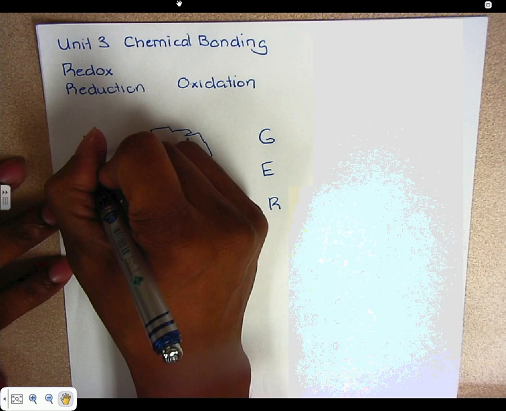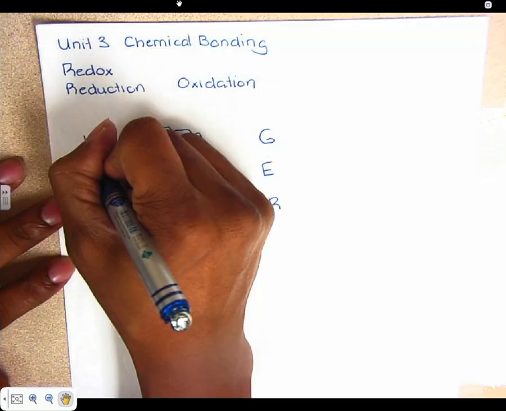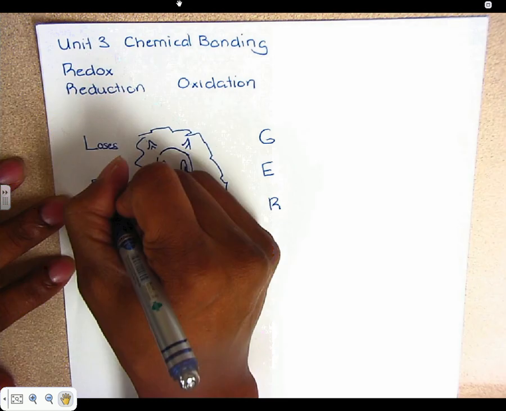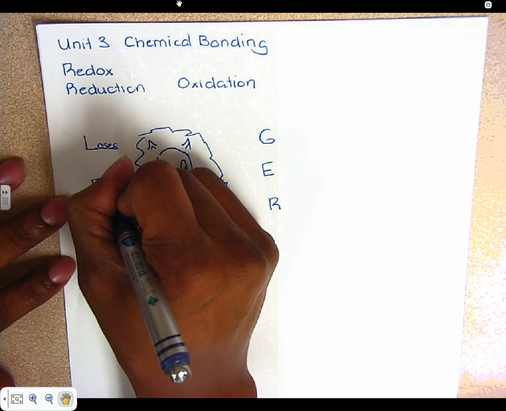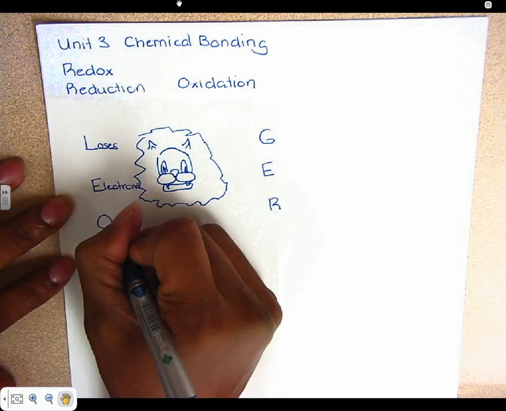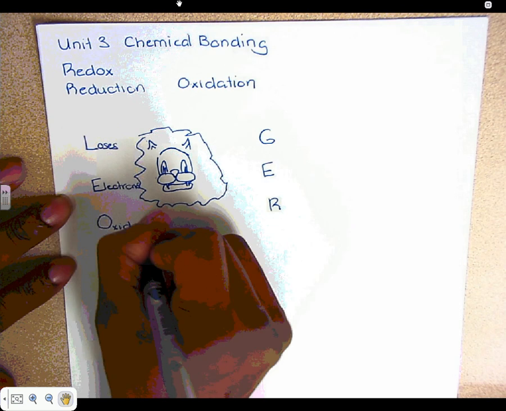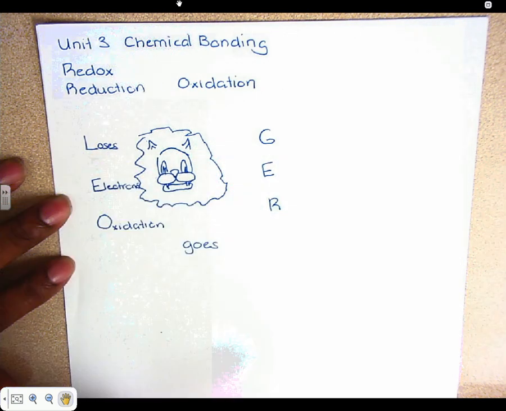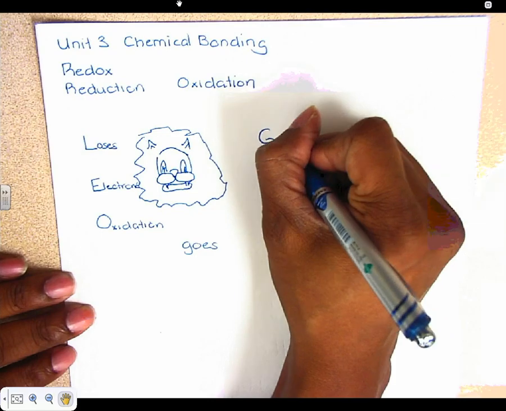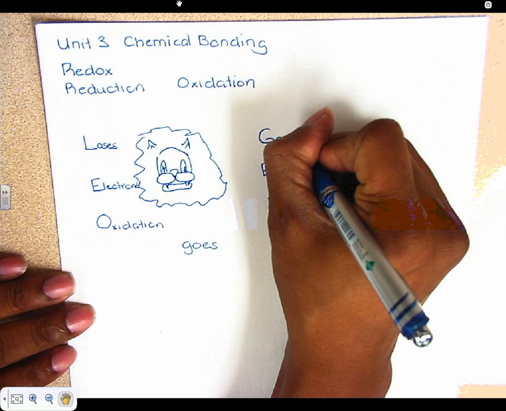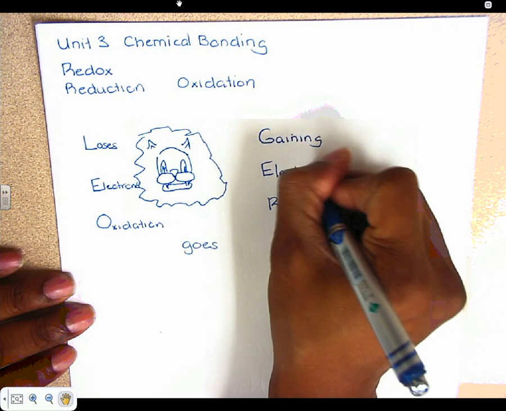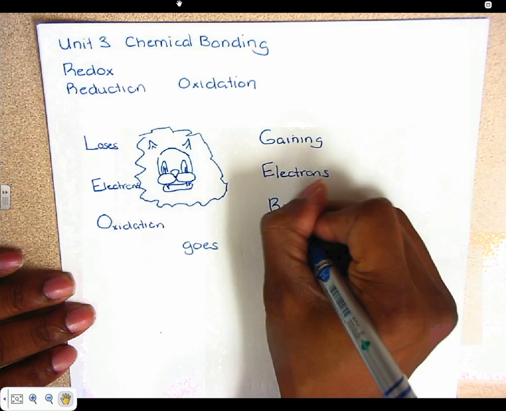Now, the L stands for loses. The E stands for electrons, and the O stands for oxidation. And for this guy, the Ger part, G stands for gaining, E stands for electrons, and R stands for reduction.